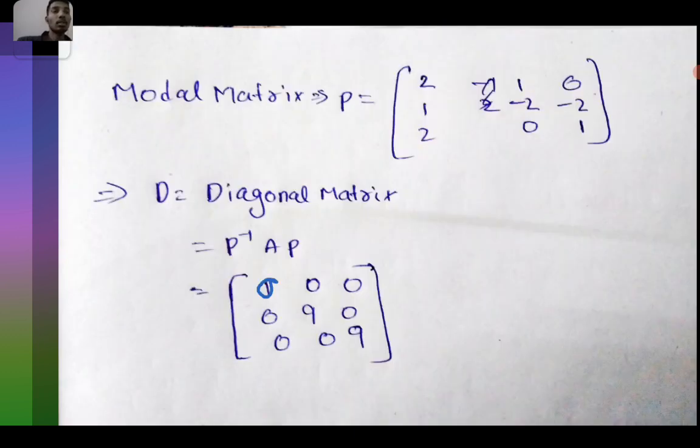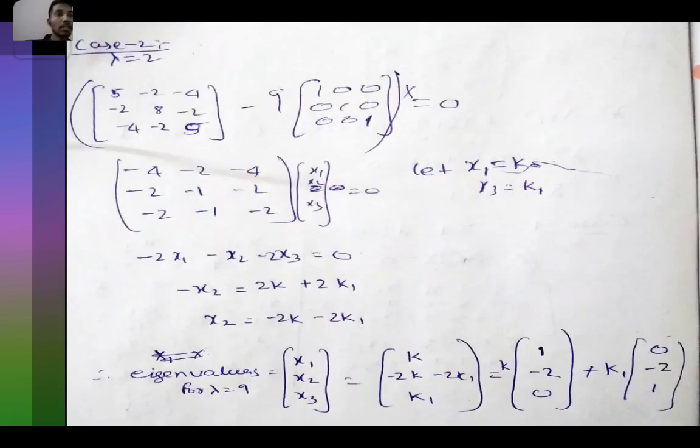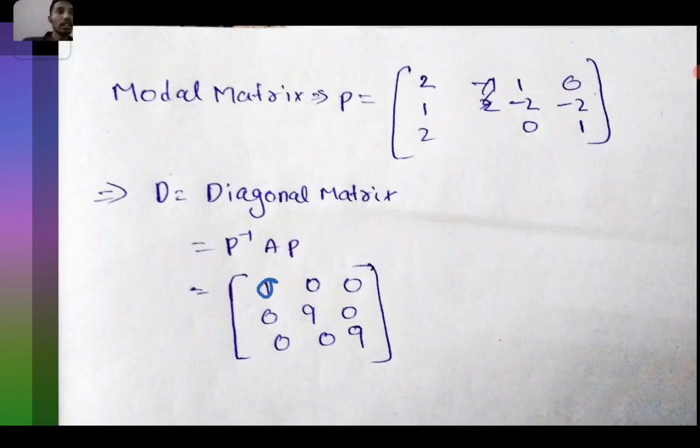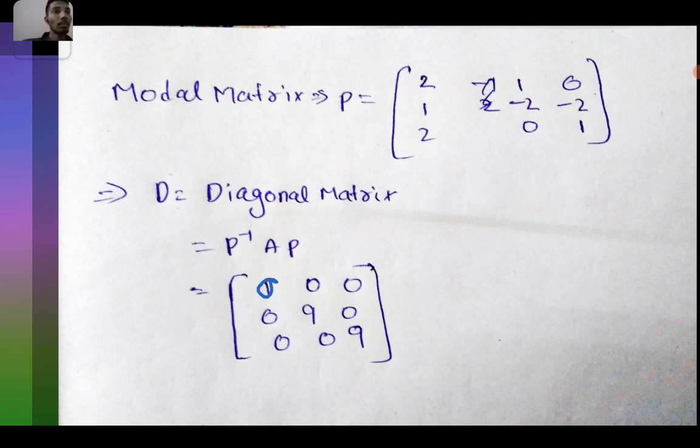Modal matrix P: you can find the modal matrix by substituting all the eigenvectors. The eigenvector in case 1, lambda equal to 0, is 2, 1, 2. In the modal matrix, the first column is the eigenvector of lambda equal to 0, and the other two columns are the eigenvectors of lambda equal to 9, that is 1, minus 2, 0 and 0, minus 2, 1.